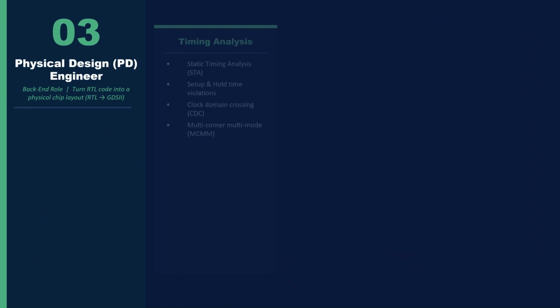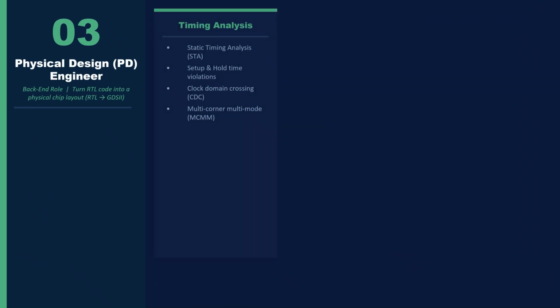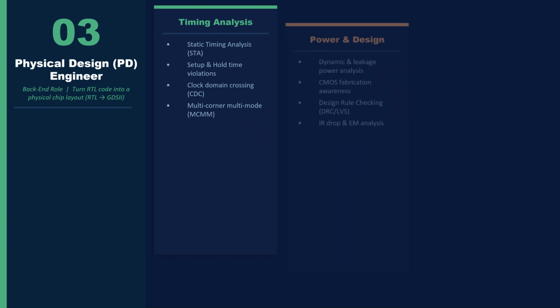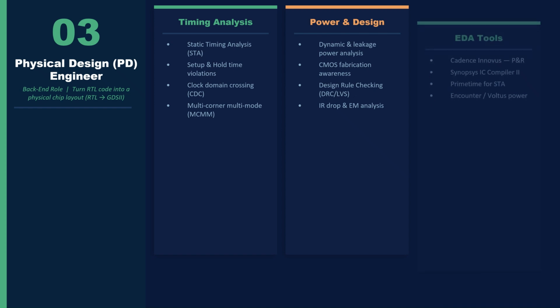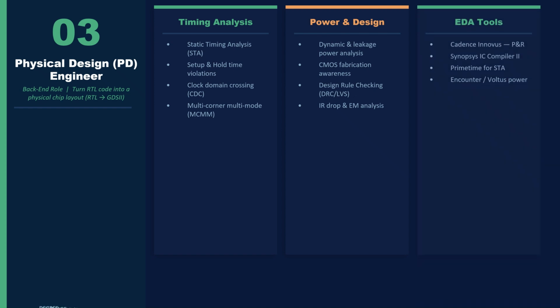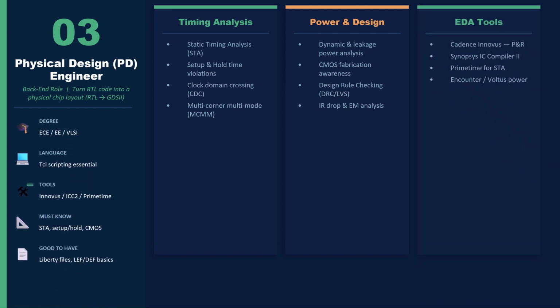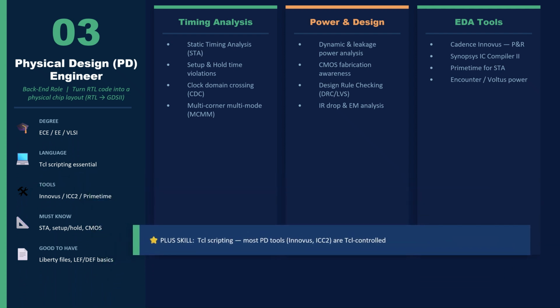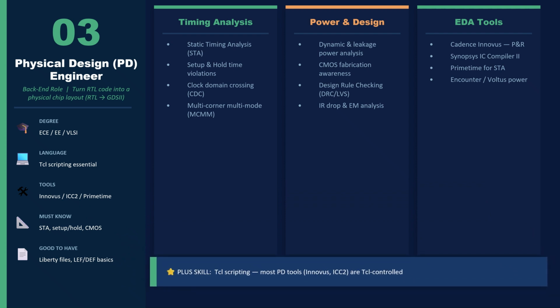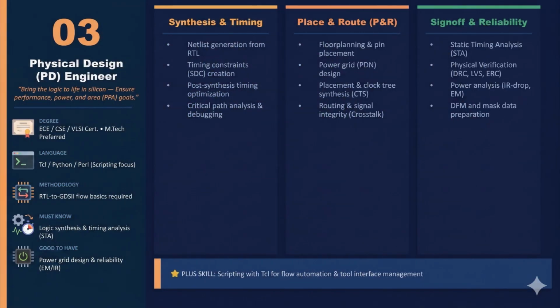Role 3. Physical Design Engineer. Physical design is where your RTL code literally becomes a physical layout on silicon. You take the synthesized netlist and place every logic cell, connect every wire, and route the entire chip, following strict timing and power rules. This is called the physical design flow. Floorplan, placement, CTS, routing, GDSII. That GDSII file goes directly to the chip fabrication factory.